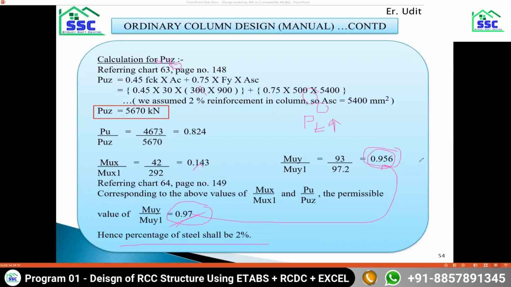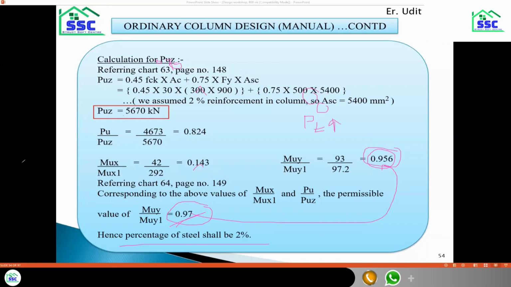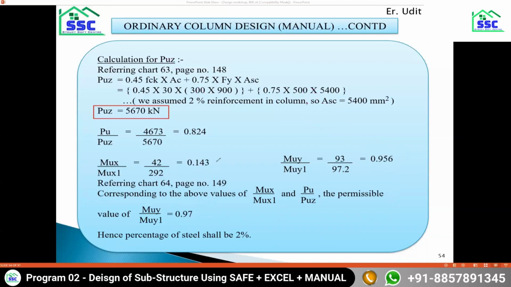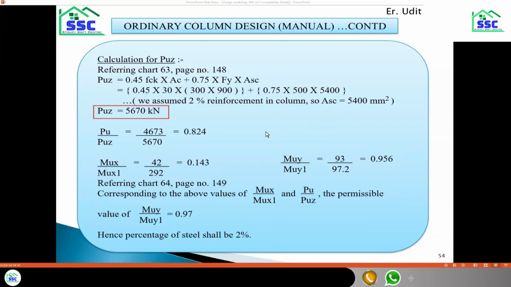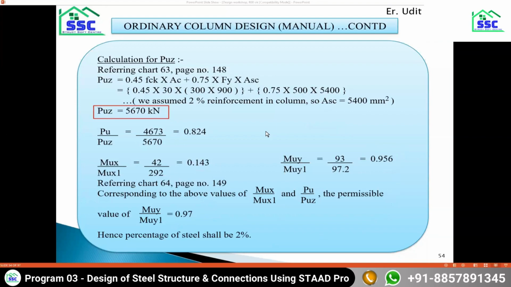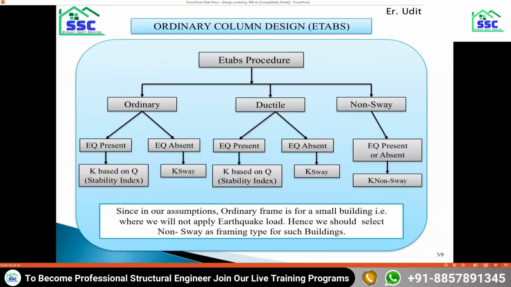So as a designer, it is your call how much margin you want to keep in your design. But Etabs will not keep any margin in the design. So this way, my friends, our design for flexure for an ordinary column manual calculation is finished. So now let us see, we got 2%. Now let us see what Etabs is getting in the design.